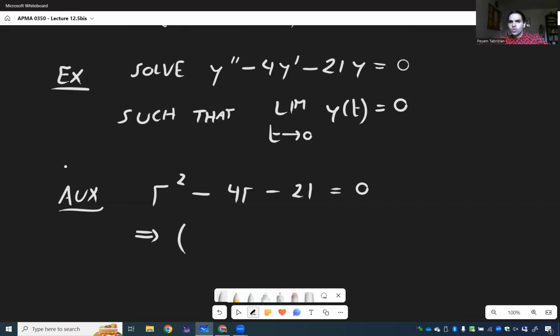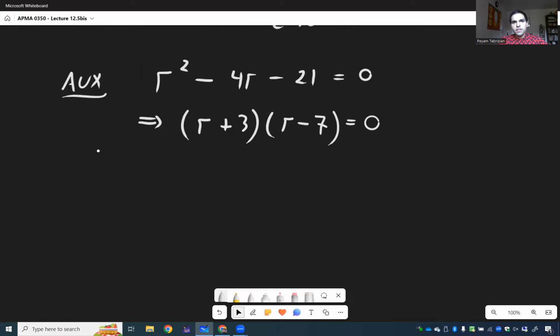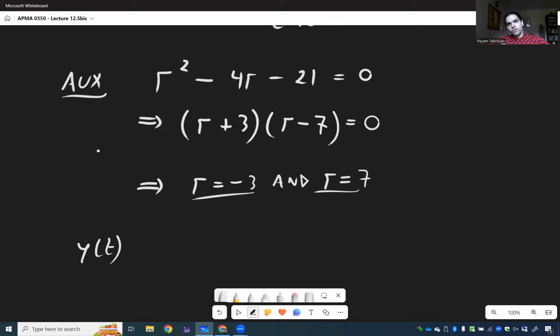You can factor this. So you want the product to be minus 21. So I think r plus 7 times, or no, not r plus 7, r plus 3 times r minus 7 equals 0. Because again, product is minus 21, the sum is minus 4, and that gives you r equals minus 3, and r equals 7. And therefore, the general solution would be a e to the minus 3t plus b e to the 7t.